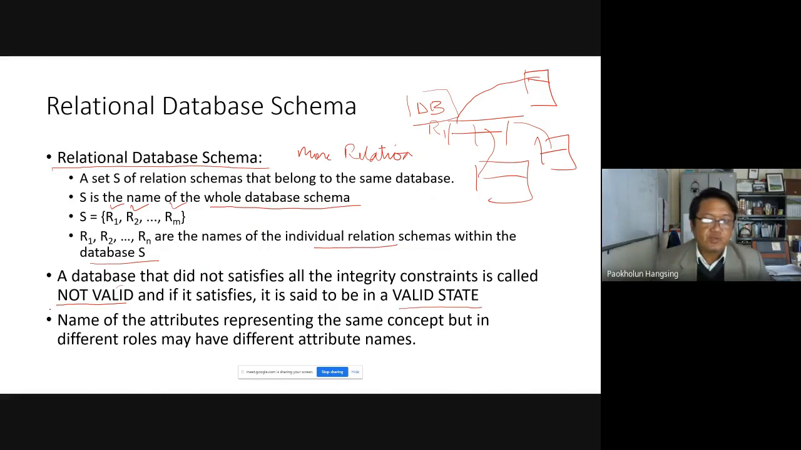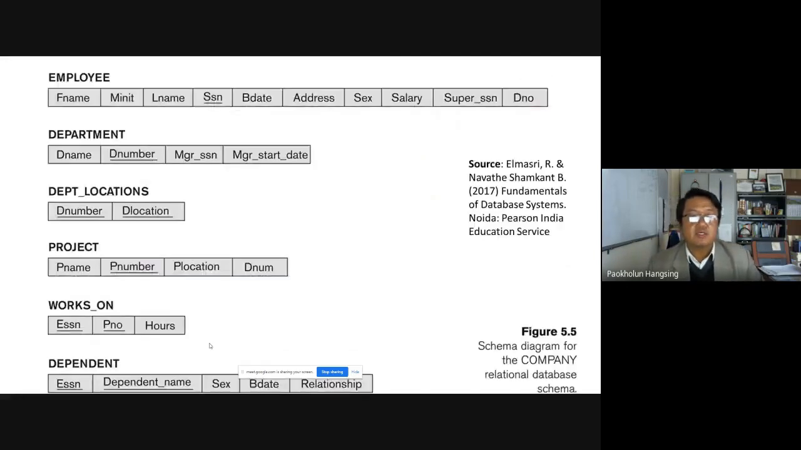Names of attributes representing the same concept but in different roles may have different names. Now let me show you this. This is an example of a relational database schema. All of this together is a relational database schema for a company. This is the schema diagram for a company.